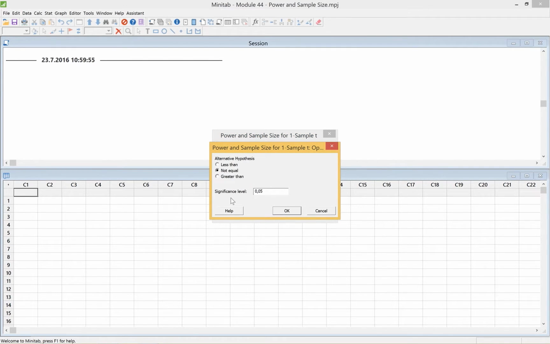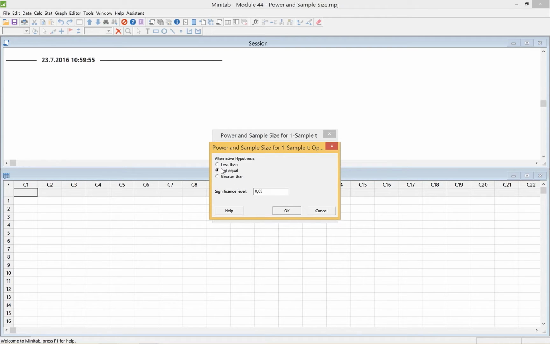So one choice is significance level. This is alpha. So if I choose 0.05, which is chosen here, then alpha is 0.05. So the significance is a 95% confidence interval. If I choose not equal, then this probability is distributed between the upper and lower tails of the distribution. So the probability of being in either tail is 2.5%.